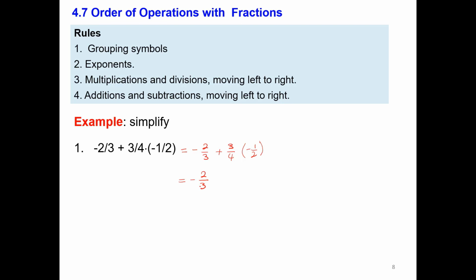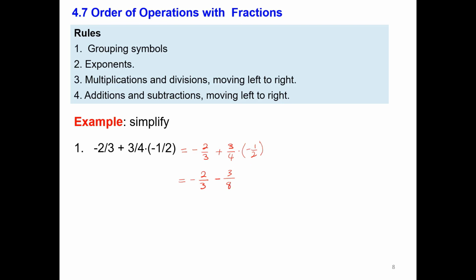And when we multiply numerators with numerators and the denominators with the denominators, positive times negative is negative. 3 times 1 is 3. 4 times 2 is 8.